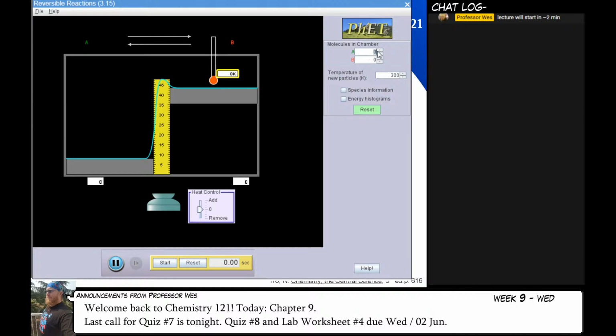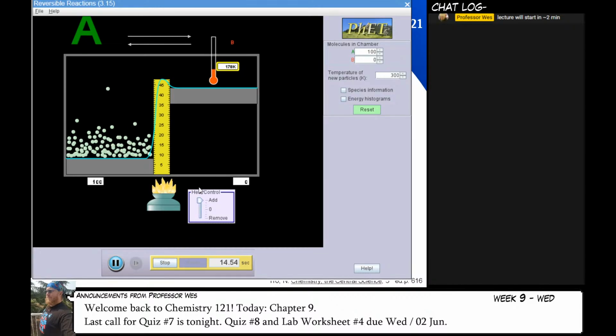We're going to put 100 in here again. And so I'm going to hit start, and all 100 are going to get dumped over here. And then what I'm going to do is I'm going to add a little bit of heat so that I speed up the reaction. So this will get to equilibrium a little faster.